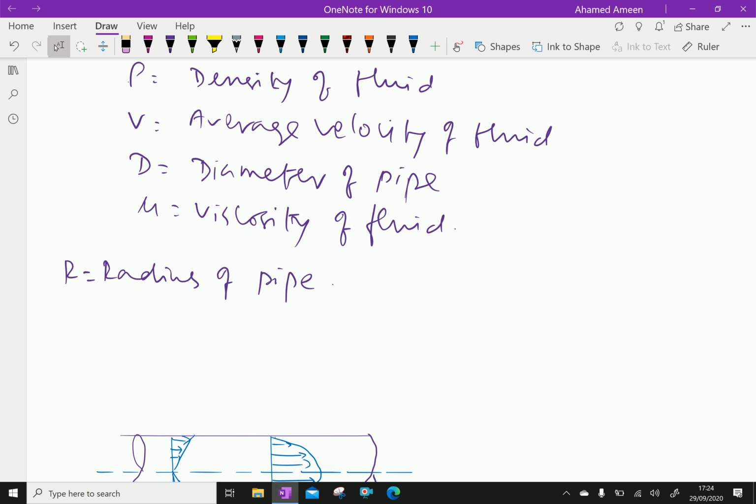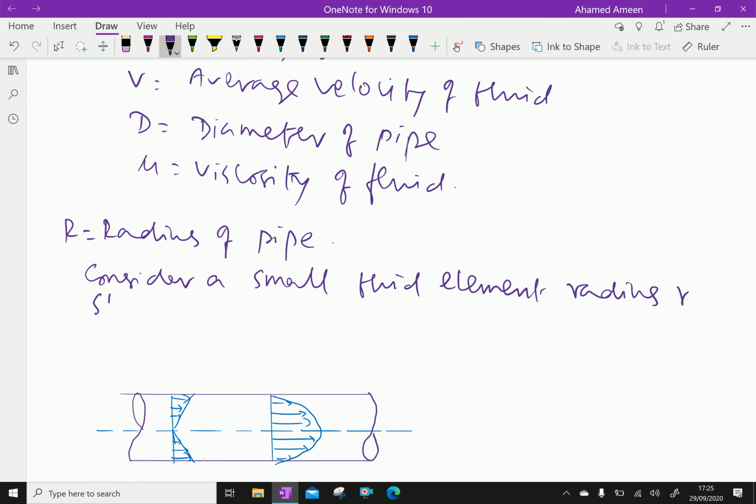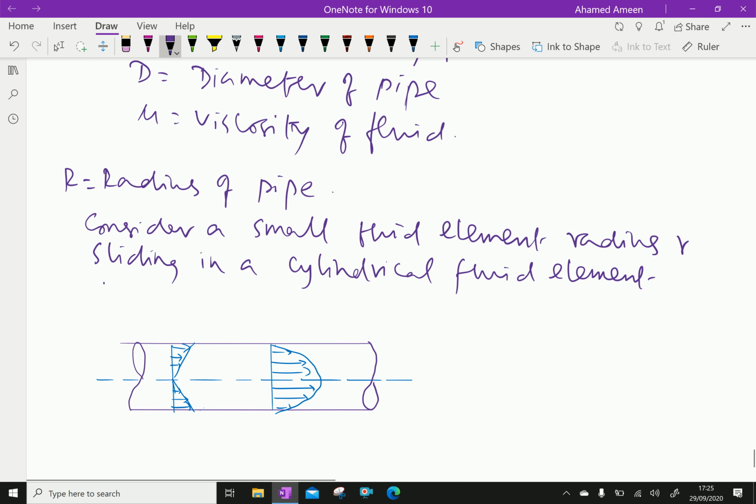Then consider a small fluid element of radius r sliding inside a cylindrical fluid element of radius r plus dr.